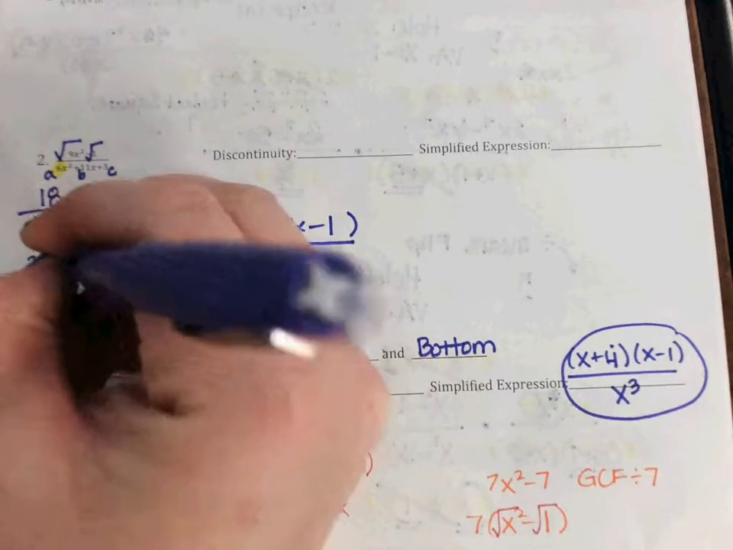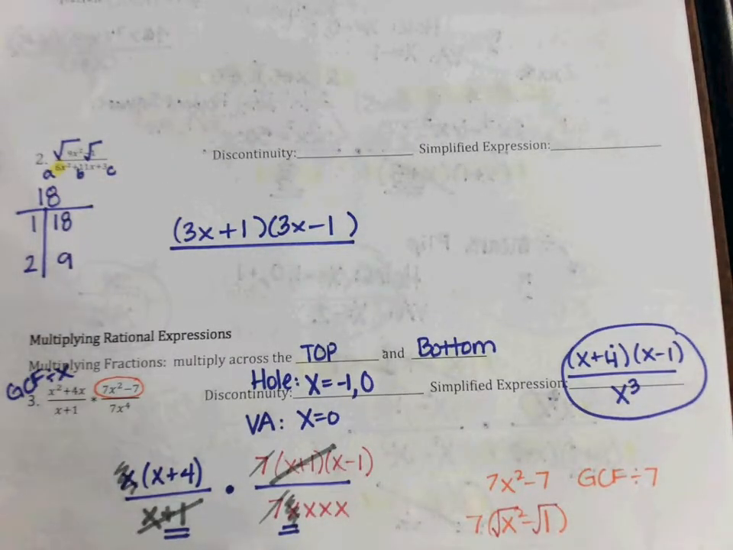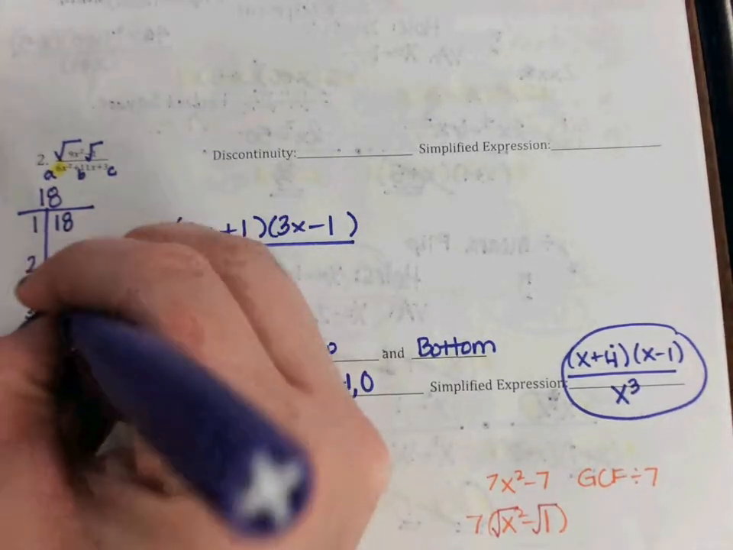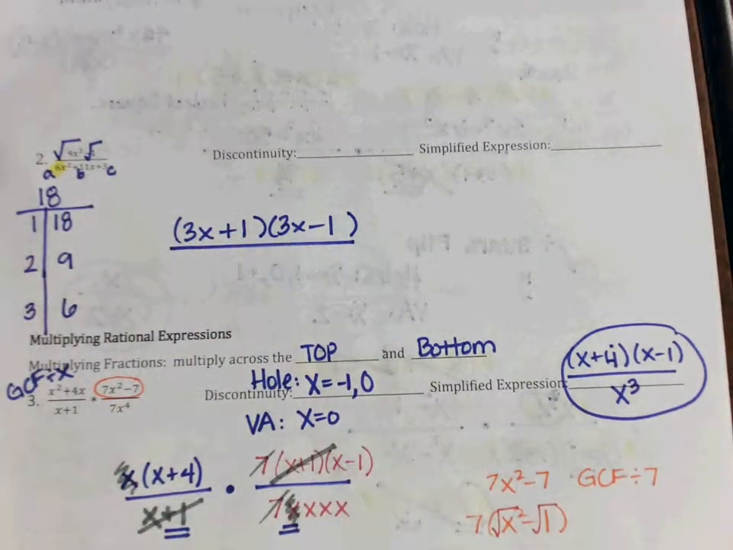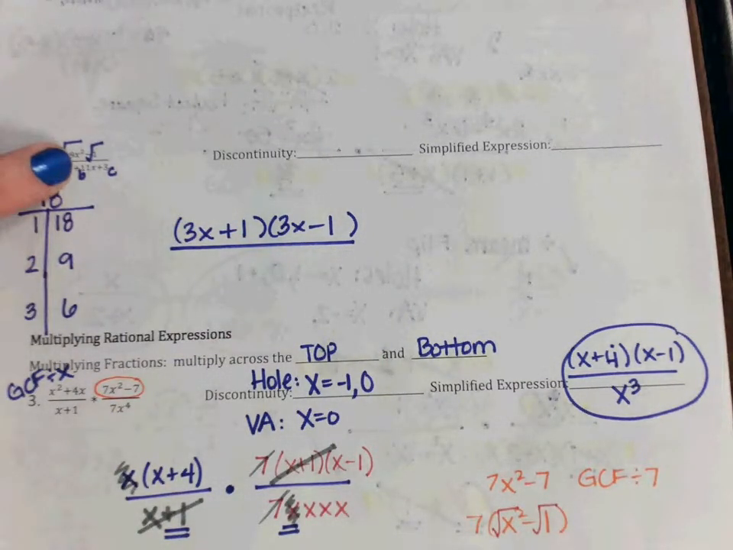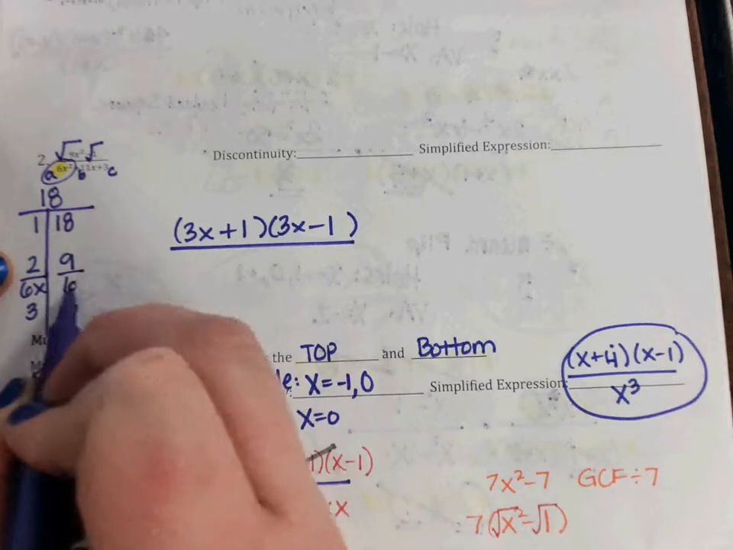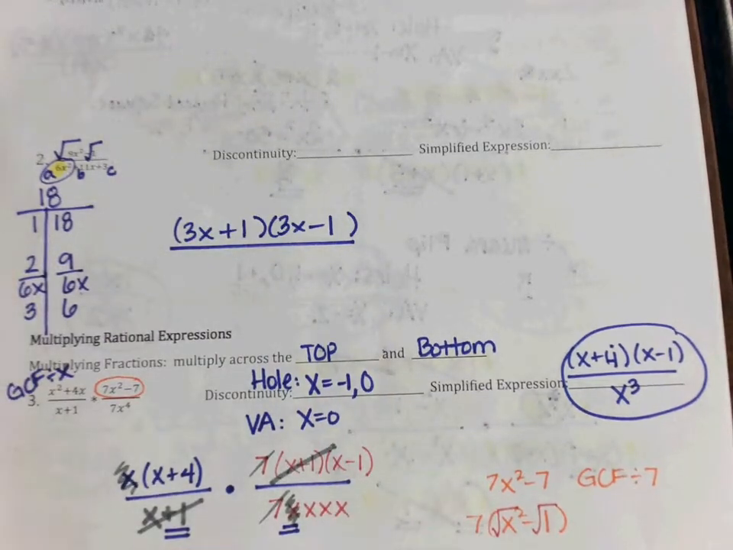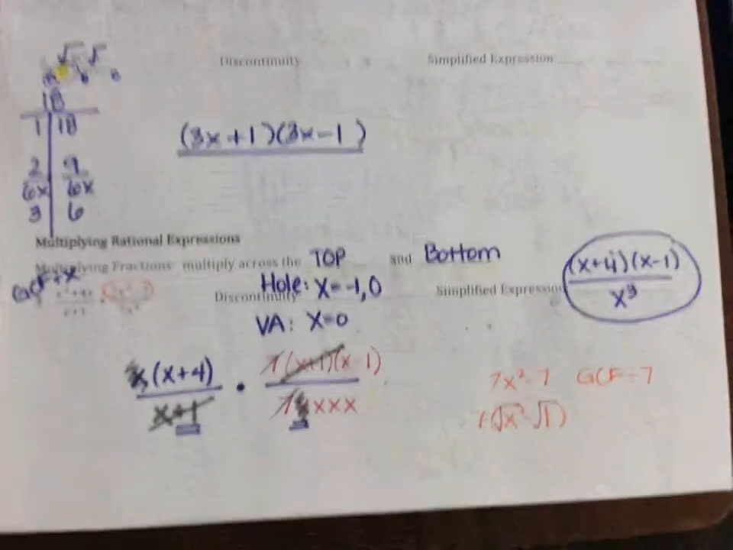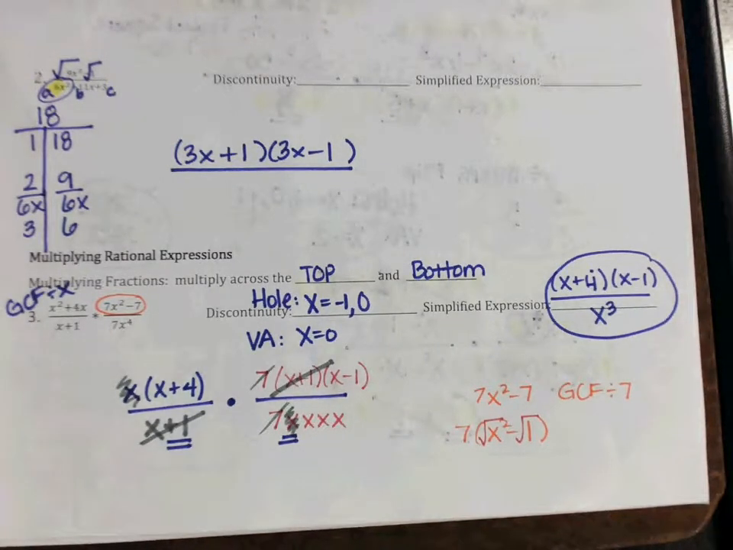So then I have 1 times 18, 2 times 9, leave a little bit of space, or 3 times 6. Now, when I pick my numbers, they have to add up to 11. So who do we want? 2 and 9. It's going to be these two. But can I use 2 and 9 only? No, you have to divide by what? 6x.